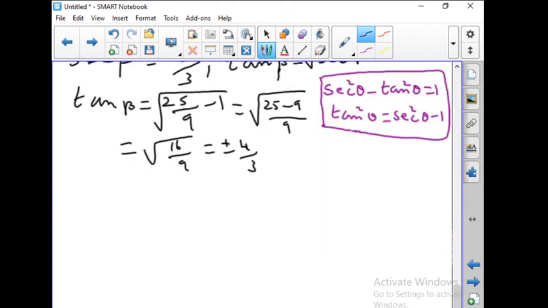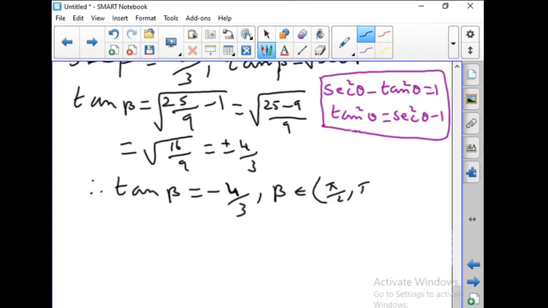But what is given? Beta is in the second quadrant. Okay. So in the second quadrant, tan is negative. So we have tan beta is equal to minus 4 by 3 because beta belongs to the second quadrant, pi by 2 comma pi. This is what is given. Therefore, we take the negative value. So now it is asked to find tan of alpha plus beta.